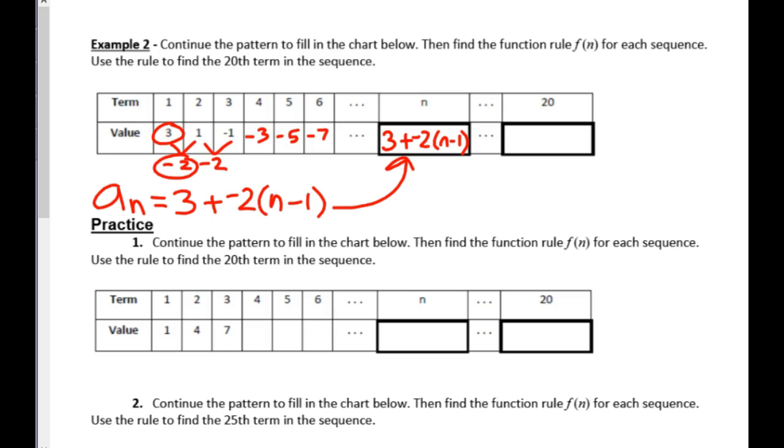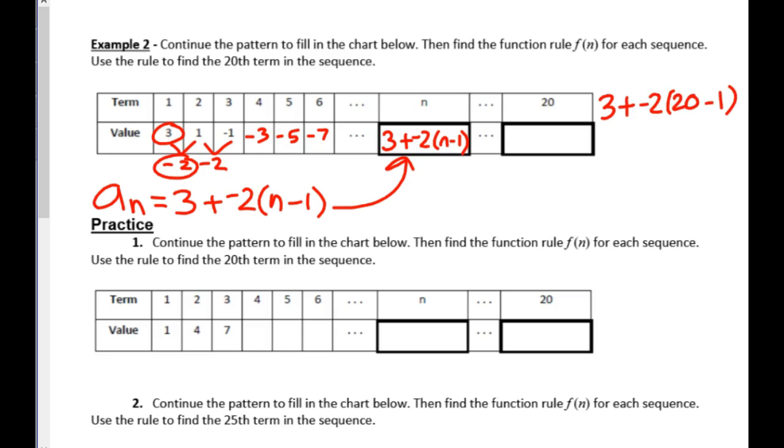And then plugging in a 20. Yes. Right. So 3 down to 1 is just going down 2. And 1 going down to negative 1 is going down 2. So we just keep going down 2. These numbers tell you what the pattern is going to be. Right. Down 2, down 2, down 2. So out to the side here, 3 plus negative 2, 20 minus 1.